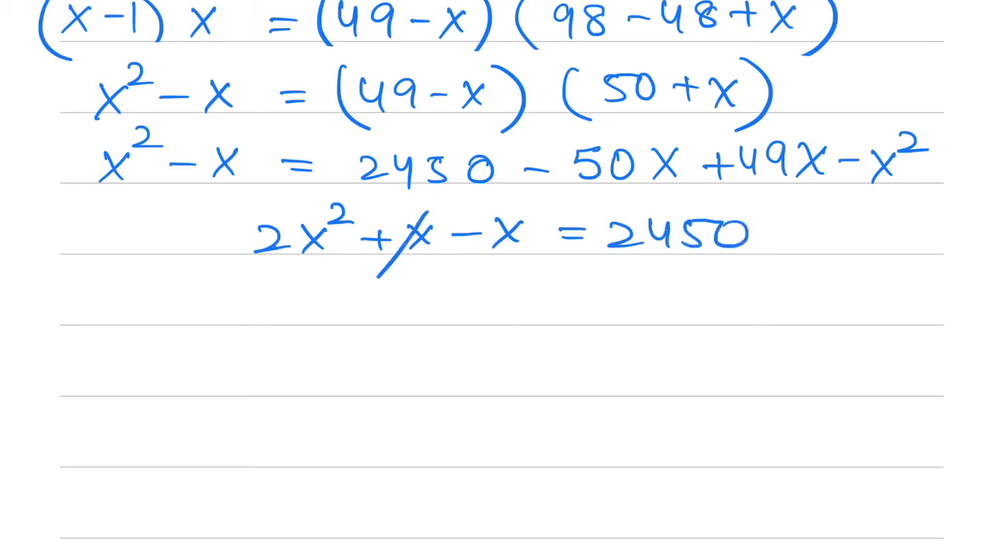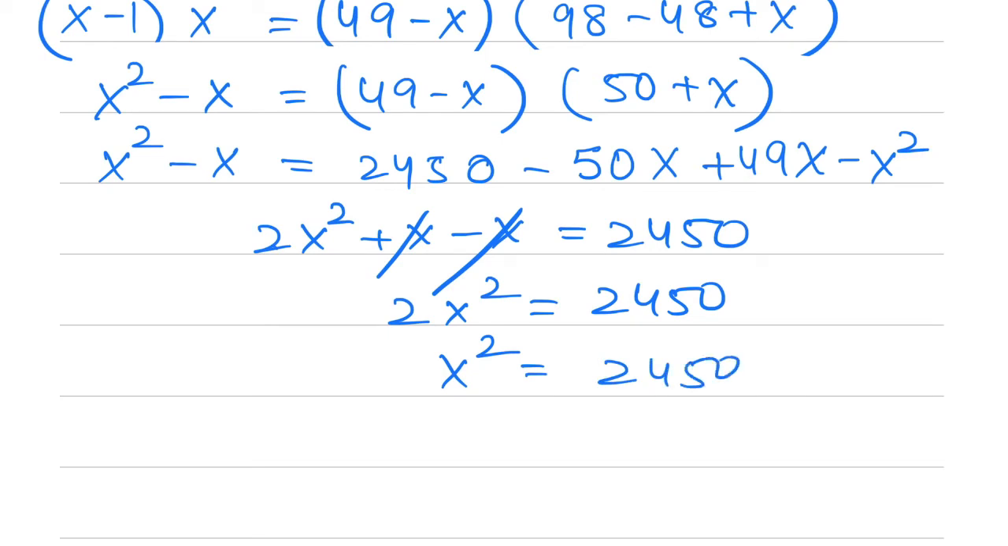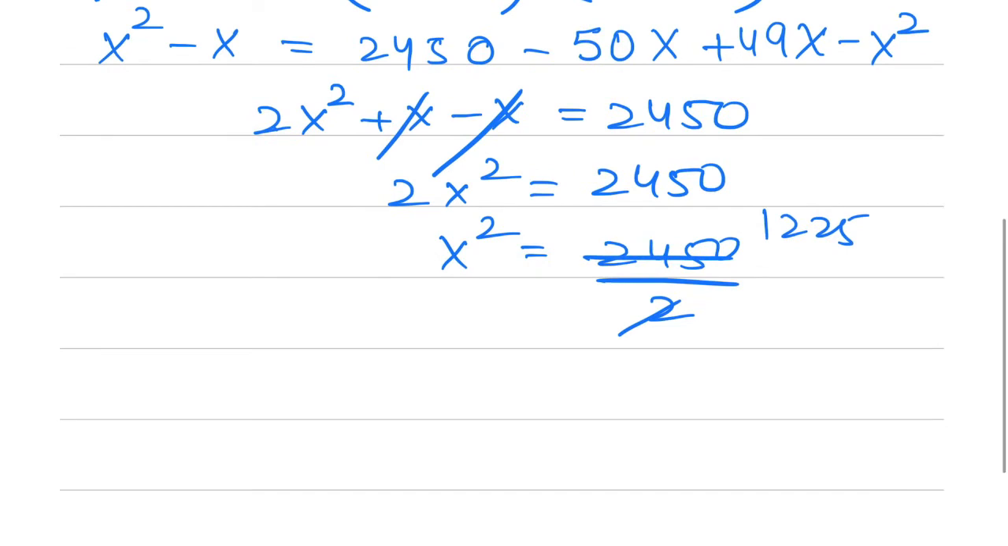So this gets cancelled and we have 2X square is equal to 2450. X square is equal to 2450 divided by 2. So we have 1225. So X is equal to 35. That's a perfect square answer.